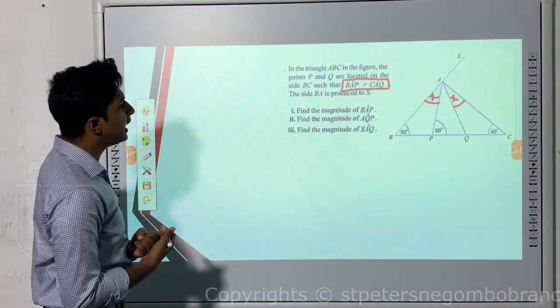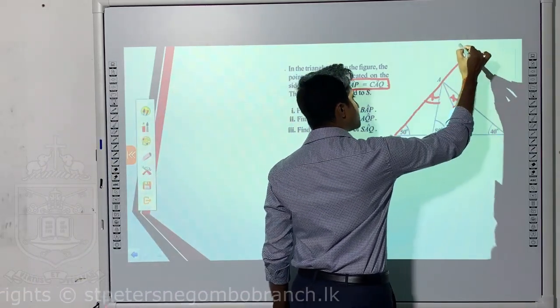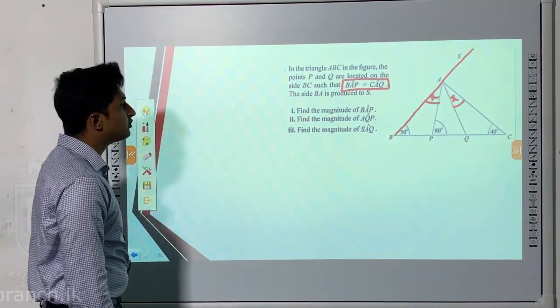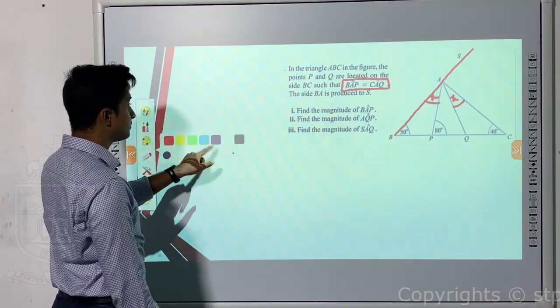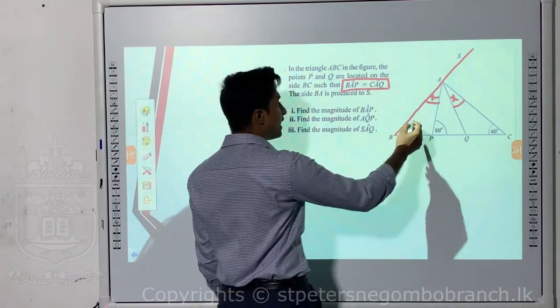The side BA is produced to S. Okay, so this side is produced to S. Find the magnitude of BAP. Okay, let's check BAP first. Now they are asking you to find the value of BAP angle, this angle.